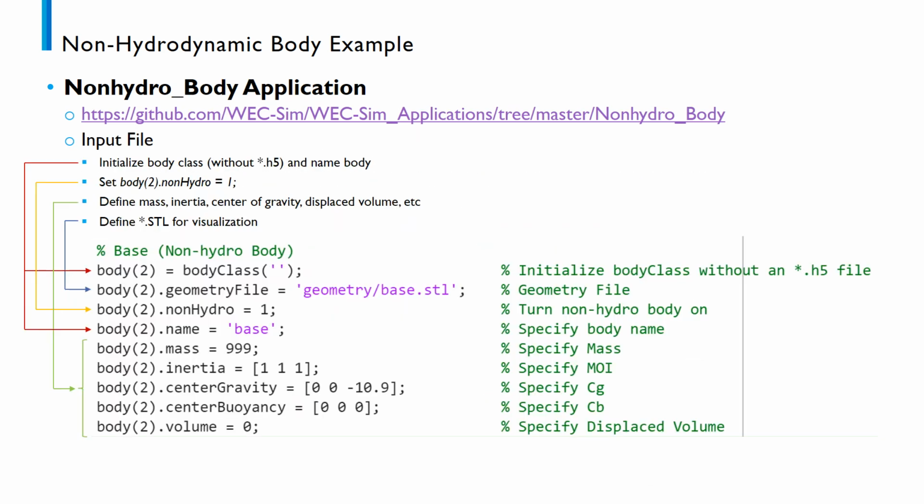A non-hydrodynamic body can be initialized in the WEC-Sim input file without an H5 file and using a body name, by setting the non-hydro flag equal to 1 and then defining mass, inertia, center of gravity, center of buoyancy, and displaced volume. An STL file can also be defined for visualization.